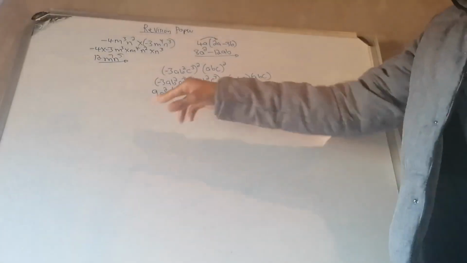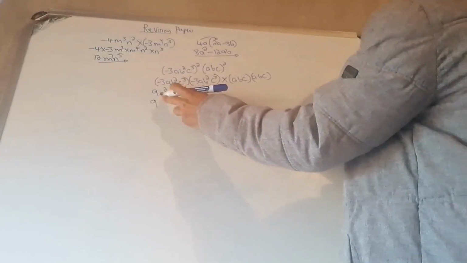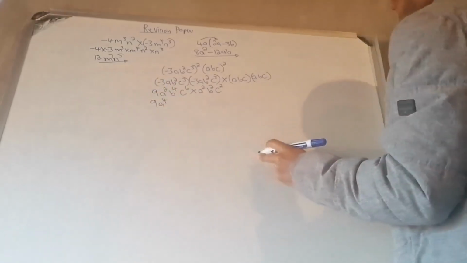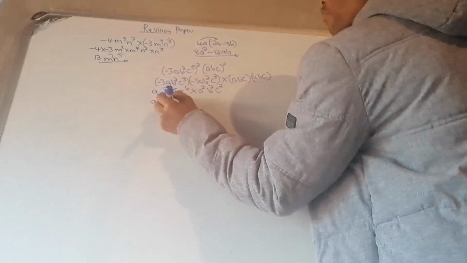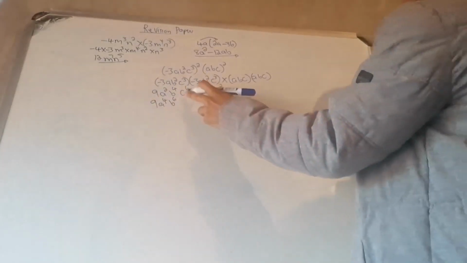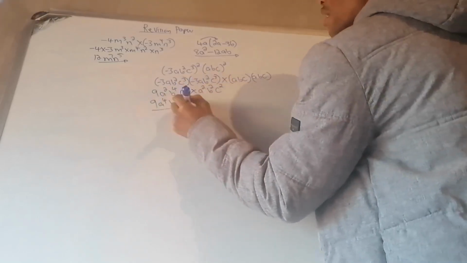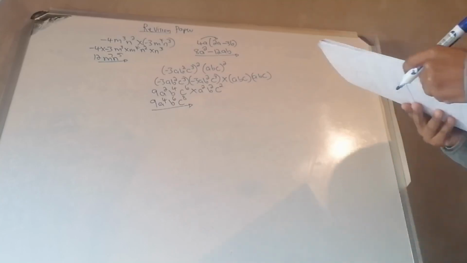Now, in the multiplication, a squared multiplied by a squared is a to the power 4. B to the power 4 multiplied by b squared is b to the power 6. C to the power 6 multiplied by c squared is c to the power 8. And then we are done.